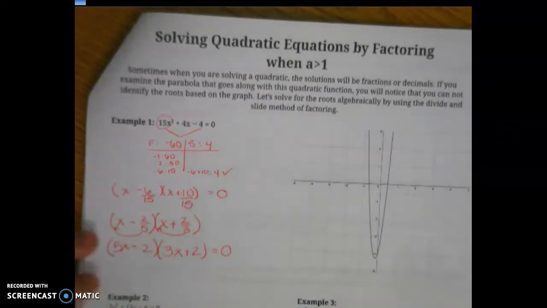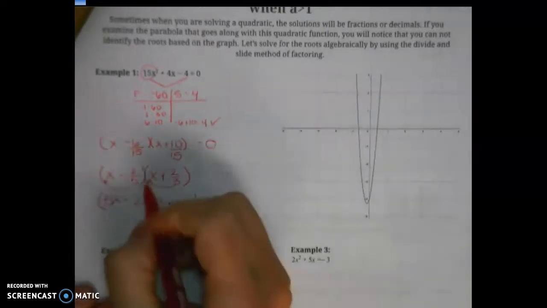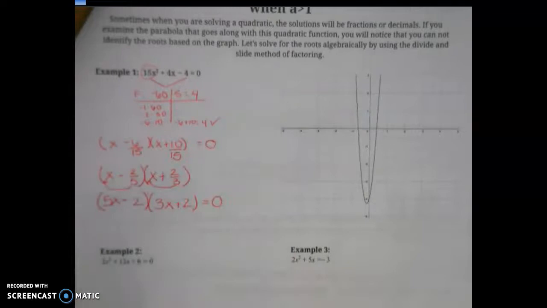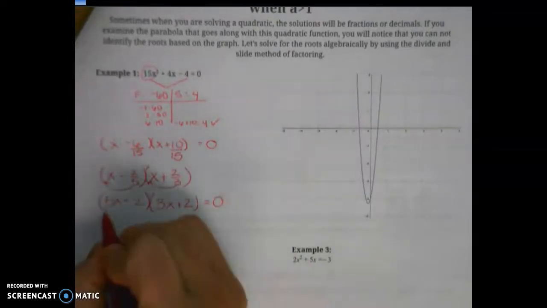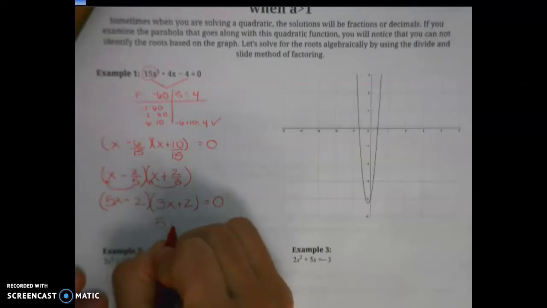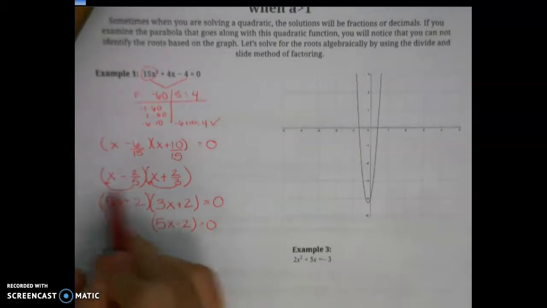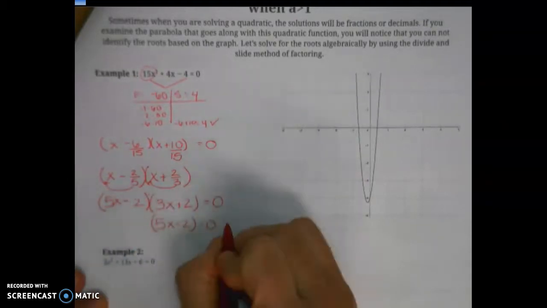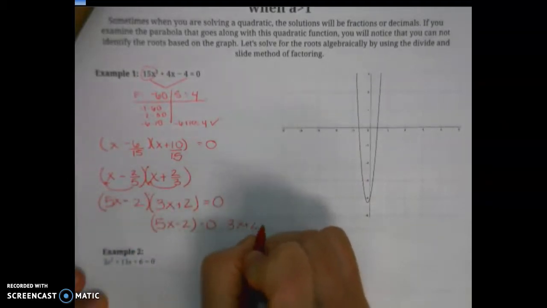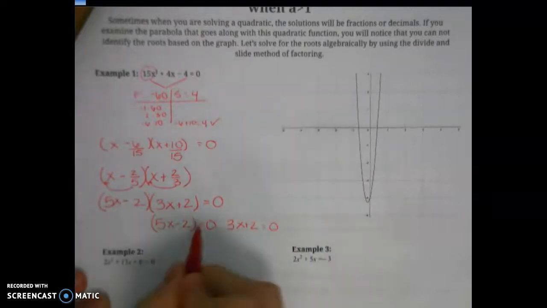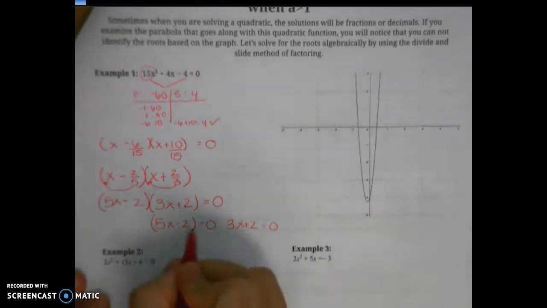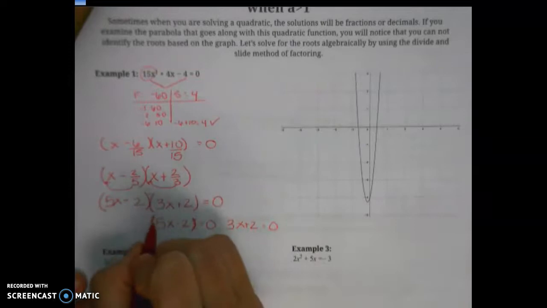So what I have here are two binomials multiplied together and set equal to 0. Just like the last two lessons, you are going to take each factor and set it equal to 0. So I'll take this factor, 5x minus 2, move it over here just so I have room, and set that equal to 0. And I'll take this binomial, 3x plus 2, and set it equal to 0. You don't need the parentheses, so I'll just cross those off.